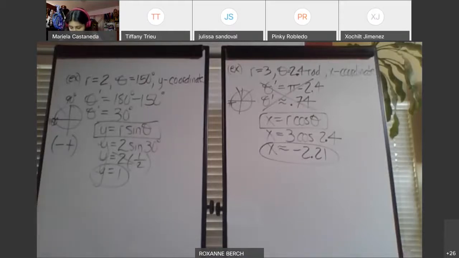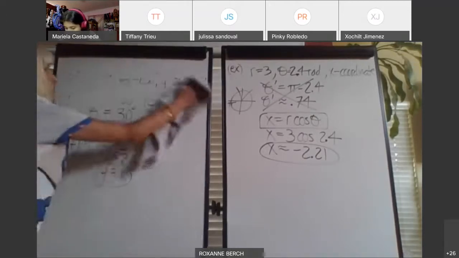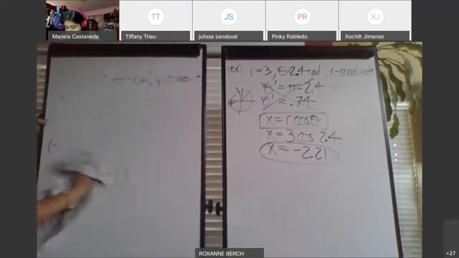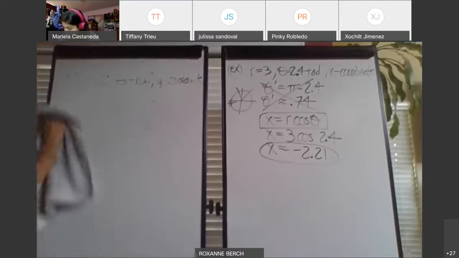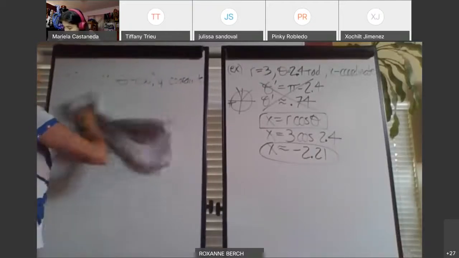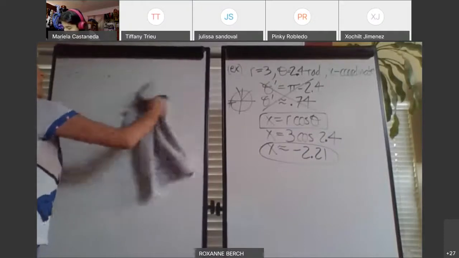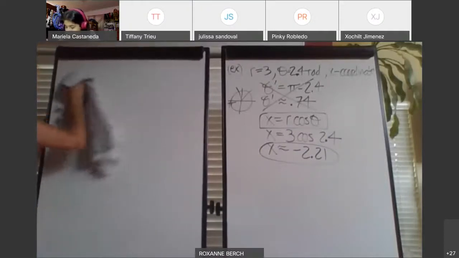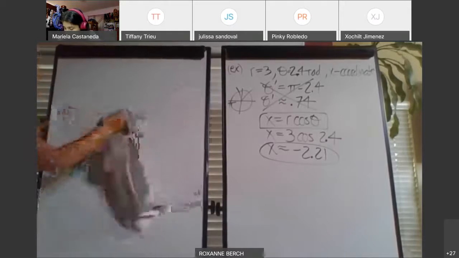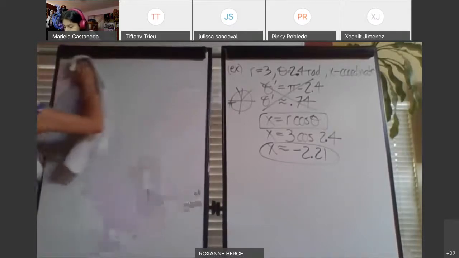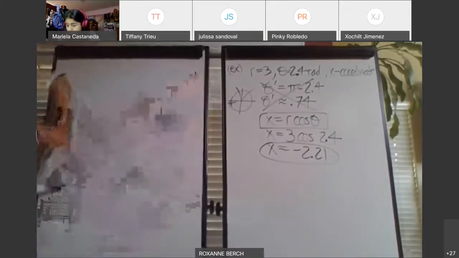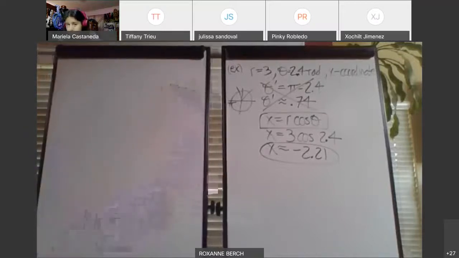I'll work one more. So if you want to find a reference angle, if you can do it by hand, you're supposed to. If you find a reference angle and it's not one we know about, you're going to have to use a calculator. But don't use a calculator on the ones we can do by hand.